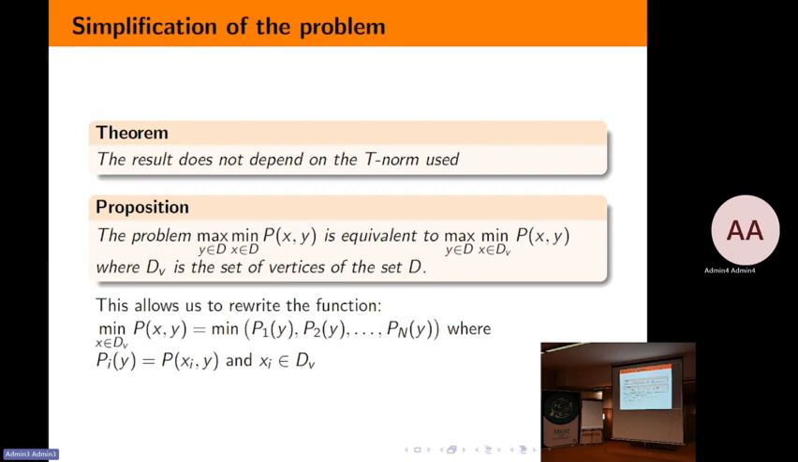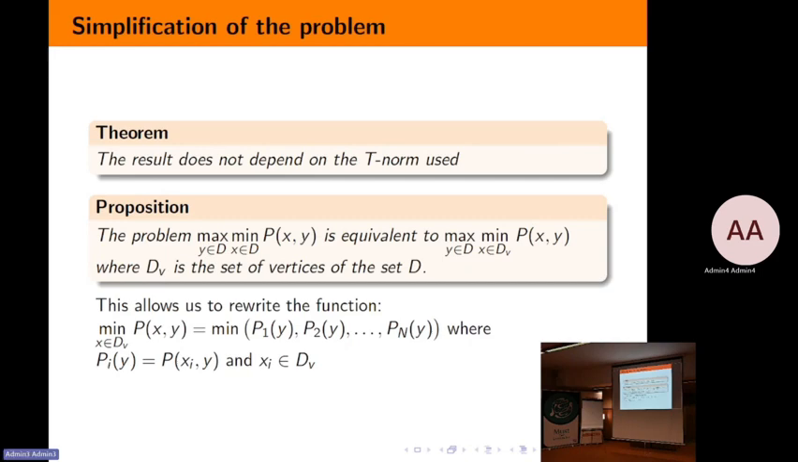The other simplification is that, oh, I forgot to mention, we are choosing the Lukasiewicz T-norm because it will be just simpler. And the other proposition is that instead of looking at all the x's in the whole search space, we can just look at the vertices of our search space, because in linear programming there will be a finite number of them, so there won't be any problems.